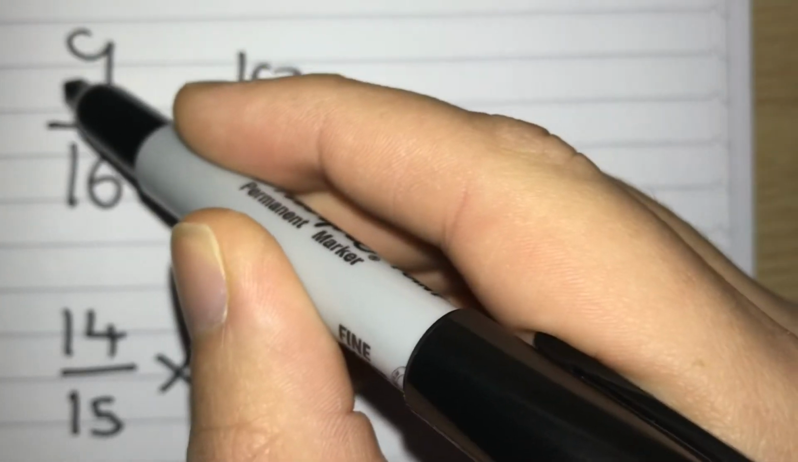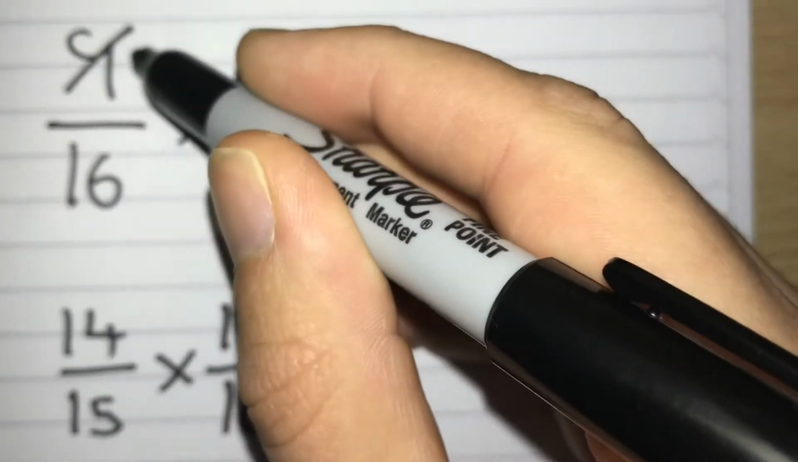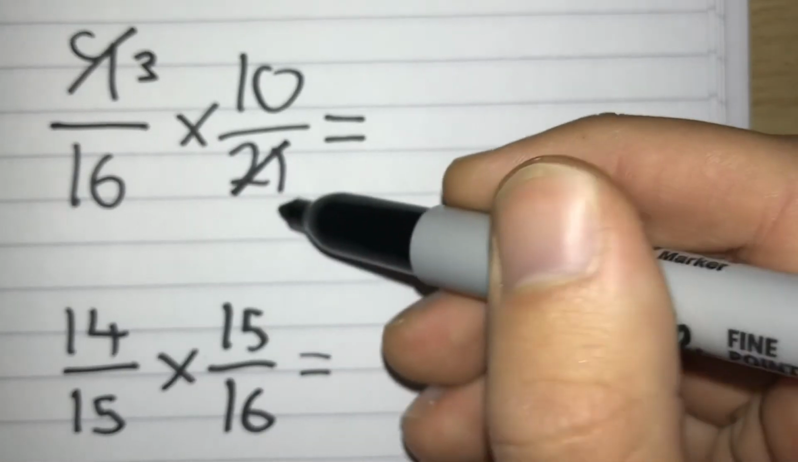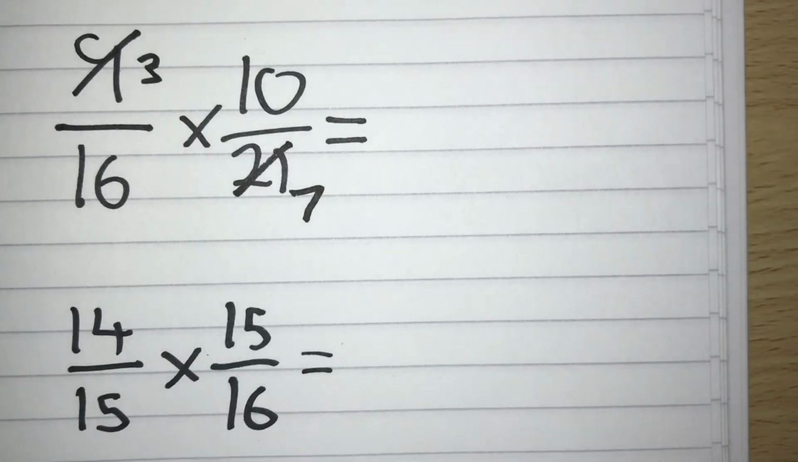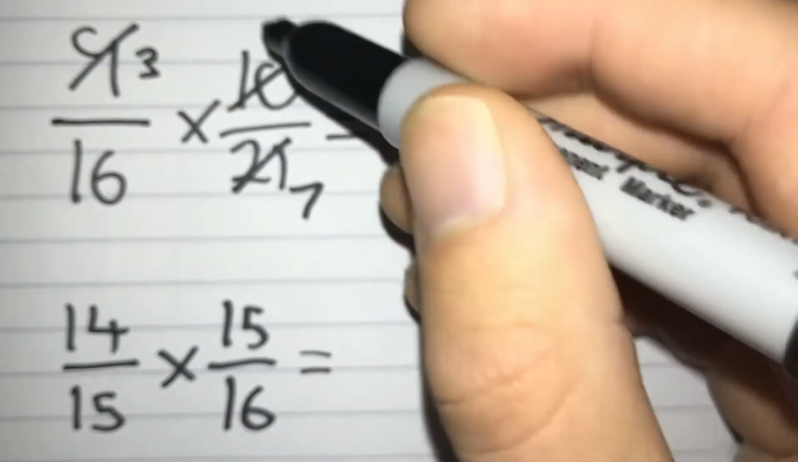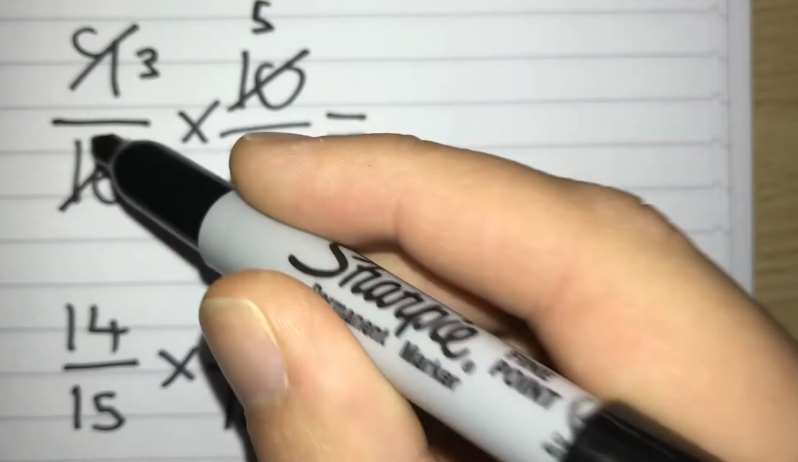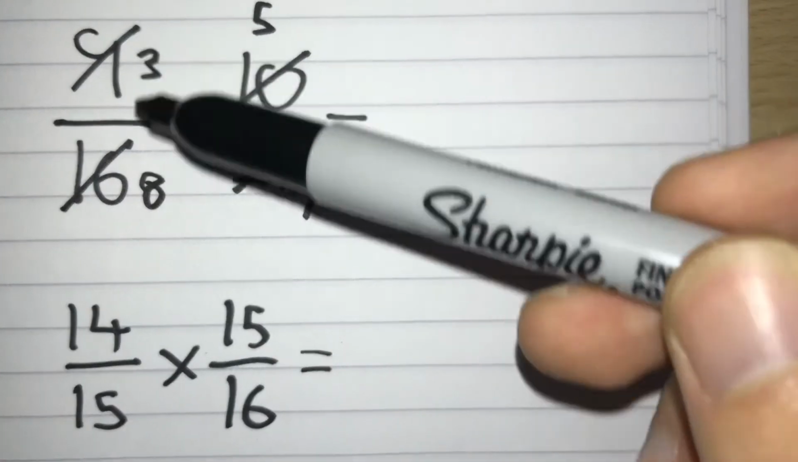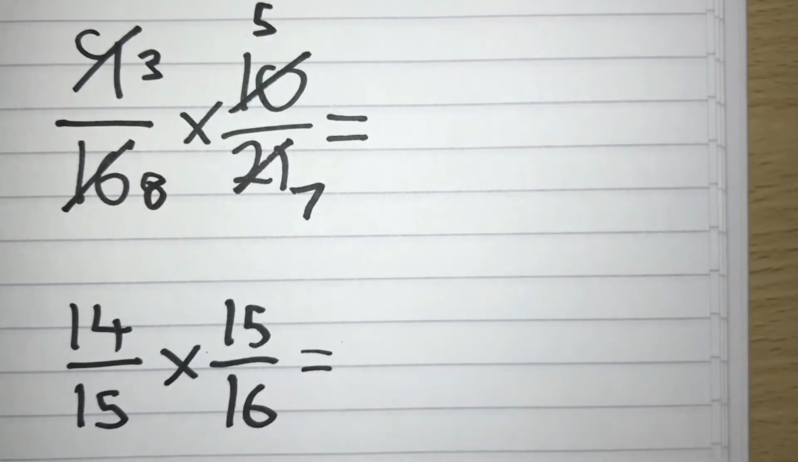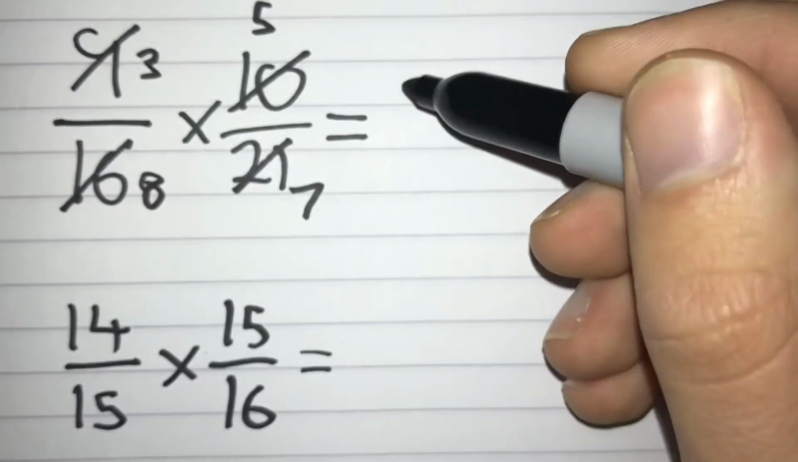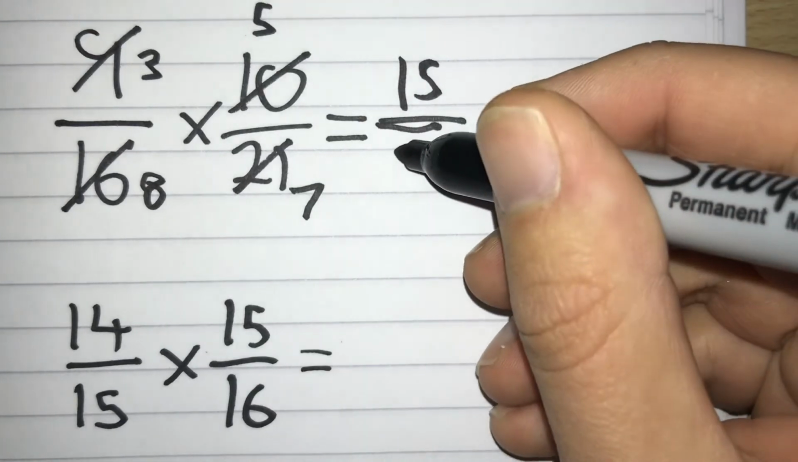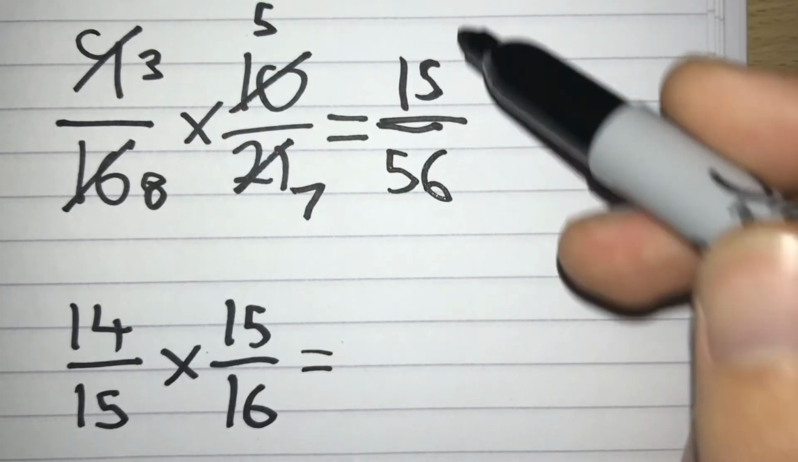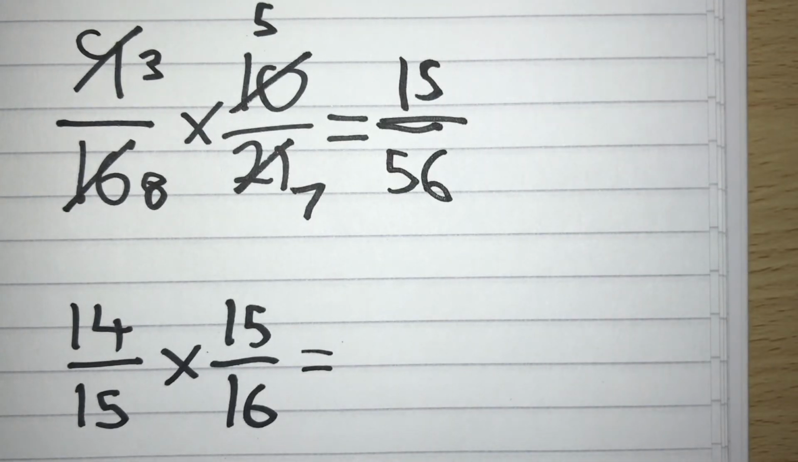So if we did that, we can take this 9 out and replace it with a 3. 21 divided by 3 would give us 7. And then with this 10 and the 16, we can divide both of those two numbers by 2. So if we divided the 10 by 2, we'd get 5. 16 by 2, we'd get 8. So now we've got basically the same question, but it's 3/8 times 5/7. And the answer we get, 3 times 5 gives us 15. 8 times 7 gives us 56. And we leave our answer as 15/56.